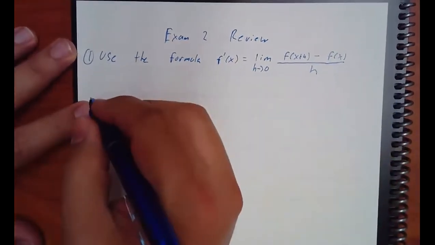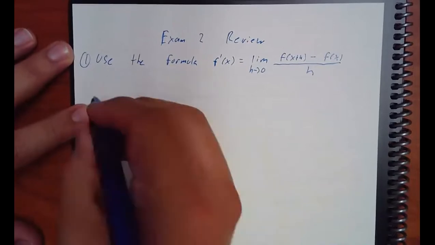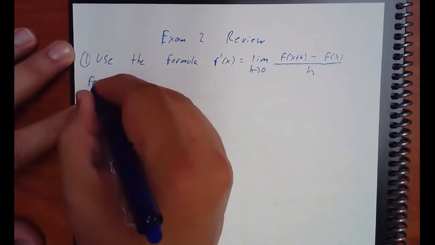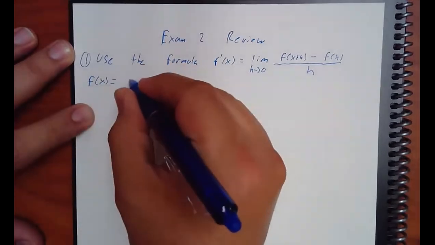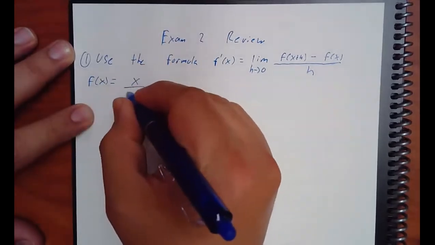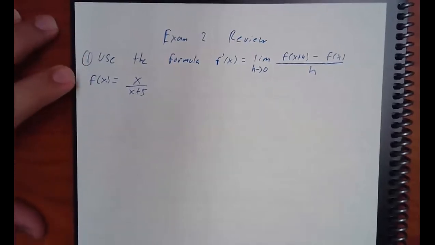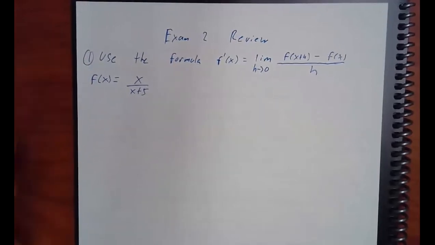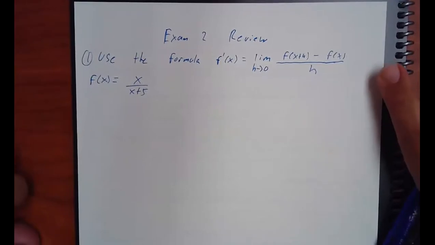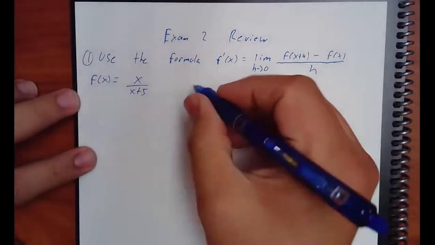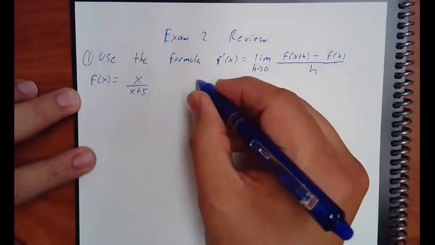So the function they're giving us for review is this guy. I'm going to use f just because that's what we used up here: x over x plus 5. If you were to do the derivative rule, this would be a quotient rule, but they want us to use this formula. Okay. So let's go ahead and write down what everything is.